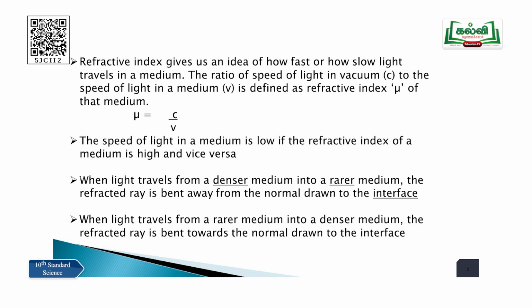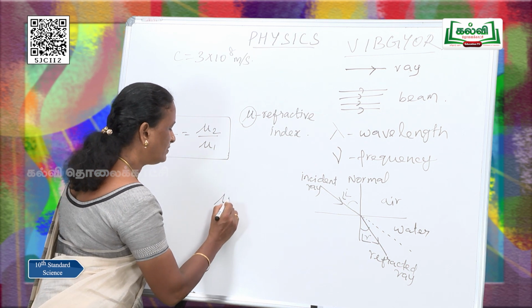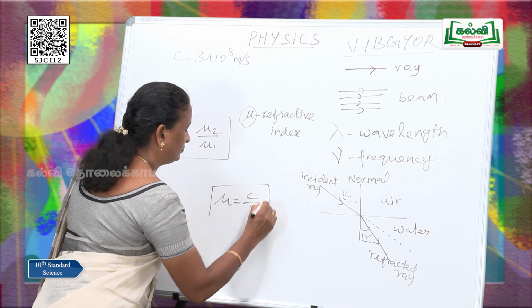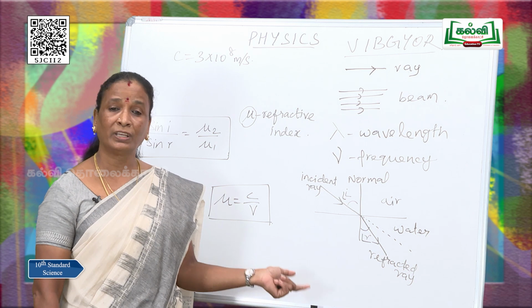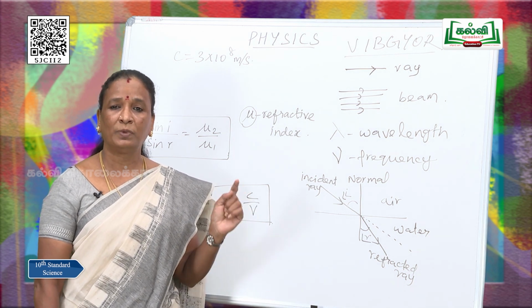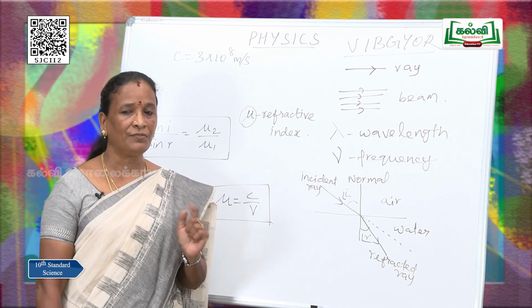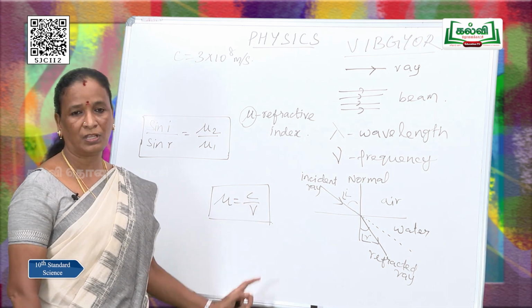It is the ratio of the speed of light in vacuum to the speed of light in a medium, denoted as the refractive index mu of that medium. Now, we are going to have a formula for mu. Mu is equal to C by V. This is the definition of refractive index. Once again I say this, the ratio of the speed of light in vacuum to the speed of light in a medium is defined as the refractive index mu of that medium, that is, mu is equal to C by V.